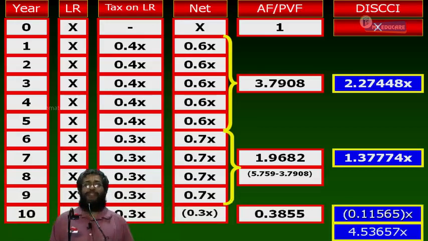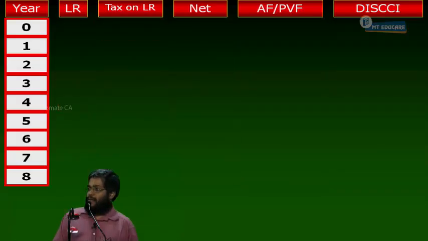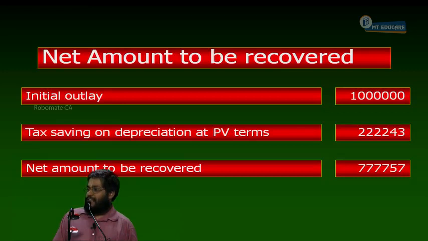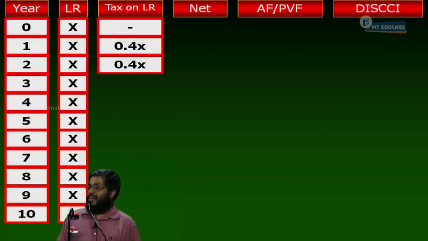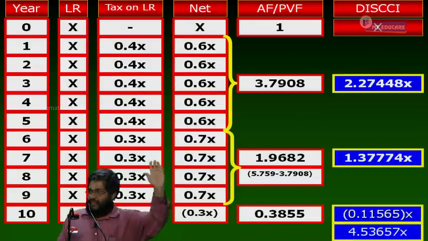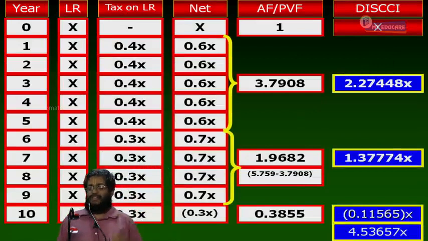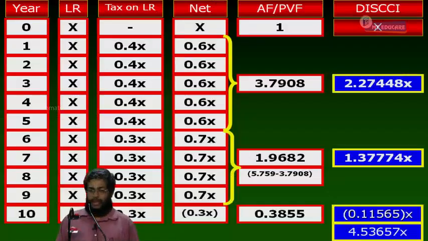4.53657x is equal to what, the amount to be recovered? 7,77,757. Yes or no? Now, x is equal to, I don't have that number in the slide. x is equal to 7,77,757 divided by 4.53657. What is the number here?